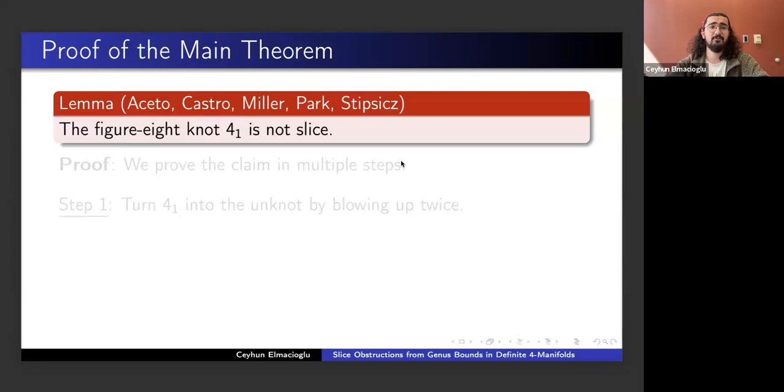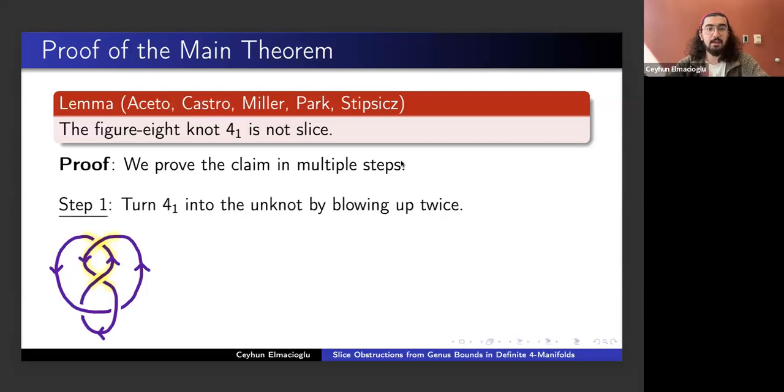So the last part, finally, the proof of the main theorem. First of all, we want to prove a fact that's known by everyone in knot theory, the fact that the figure 8 knot is not slice. There are different ways of proving this, there are invariants proving this, but we want to do it in a specific way that will help us with proving that the (2,1) cable is not slice. Okay, so step 1, we take our knot, the figure 8 knot, and we turn it into the unknot by blowing up twice.